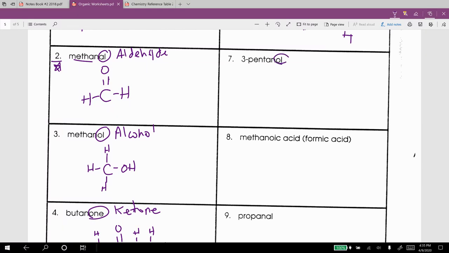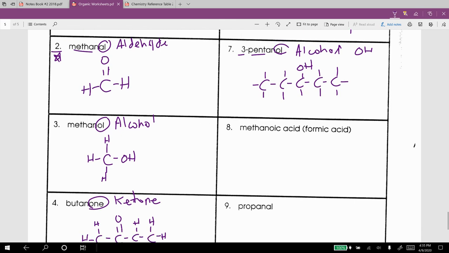Okay, so here I have the ending OL. OL means I have an alcohol, right? Which is an OH functional group. And it's on carbon number 3. And there's a 5 carbon chain. So 1, 2, 3, 4, 5. And now on carbon number 3 is my OH. Last but not least, every carbon gets 4 bonds. Okay, 4 bonds around every single carbon. Hydrogen only makes 1 bond, oxygen makes 2 bonds.